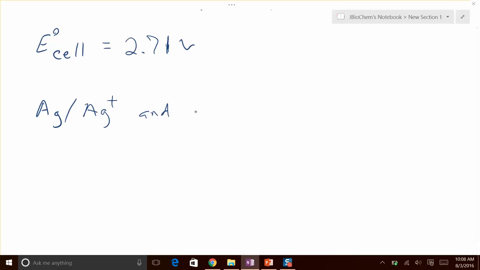Yes, that's where these are coming from. That's what we're finding, EMF. When we're using something like the Nernst equation, or K, the equilibrium constant, we'll need the number of moles. We will need the balanced chemical equation for that. Yeah. Oh, if we continued on, we would.